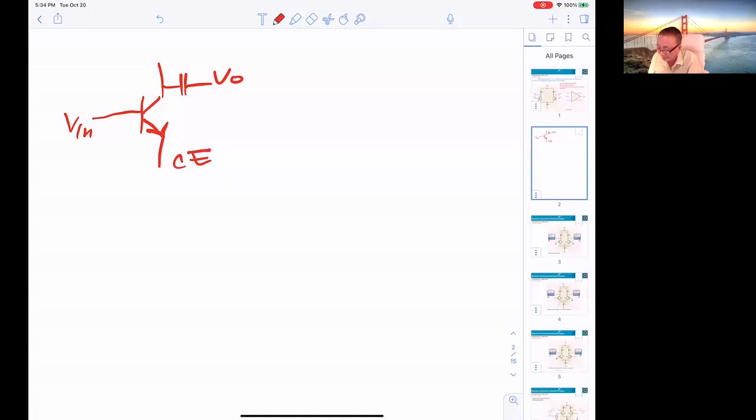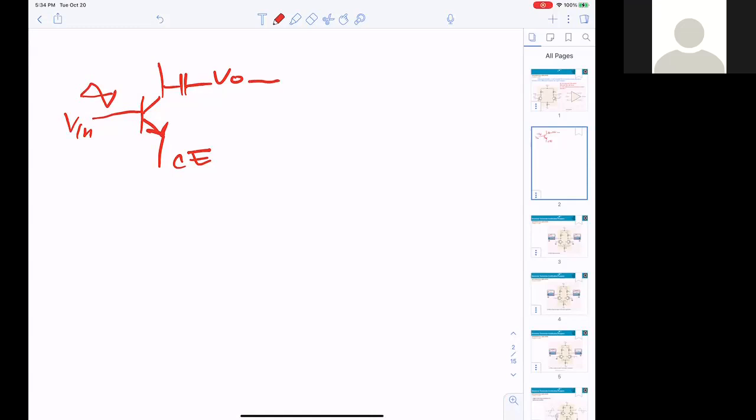Now, tell me the relation between the input and the output. 180 phase difference. What is the difference? Input taken from the base, output taken from the collector. But I want to know the difference between the signals, input and output. Out of phase. That's what I want. 180.